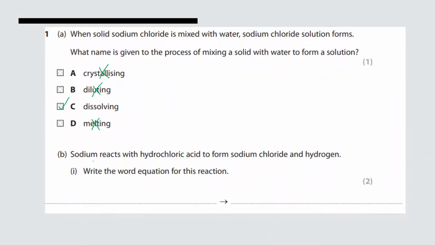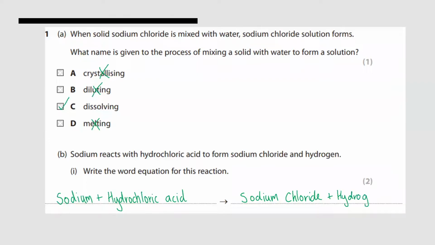Sodium reacts with hydrochloric acid to form sodium chloride and hydrogen. Write the word equation for this reaction. So it's the words, it's not a chemical equation, the word equation. So all you have to write is sodium, plus hydrochloric acid, goes to sodium chloride plus hydrogen. Okay, that's nice, easy marks to get in an exam.